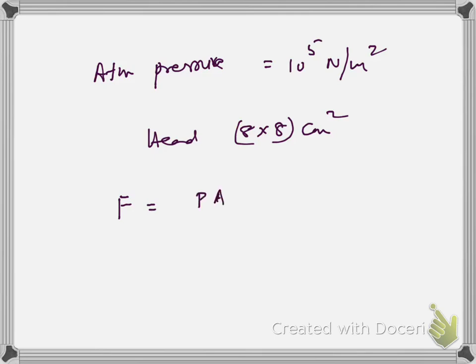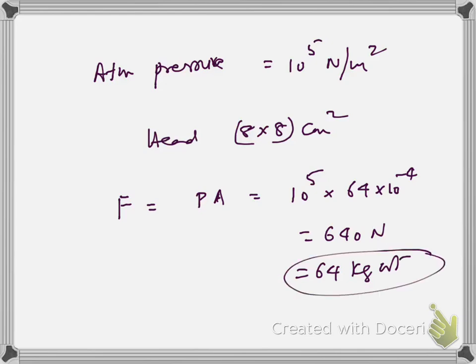That is pressure into area. It will be perpendicular to area. That means it is perpendicular to the head. So 10 power 5 into, let's convert this into meter square, 64 into 10 power minus 4, that is 640 newtons. That is 64 kg weight. So without your knowledge, it is as if a 64 kg person is sitting on your head and you don't even feel it. In fact, the air molecules are hitting the top of your head with this force. The blood inside your body probably is also hitting with the same force, keeping your head in equilibrium.